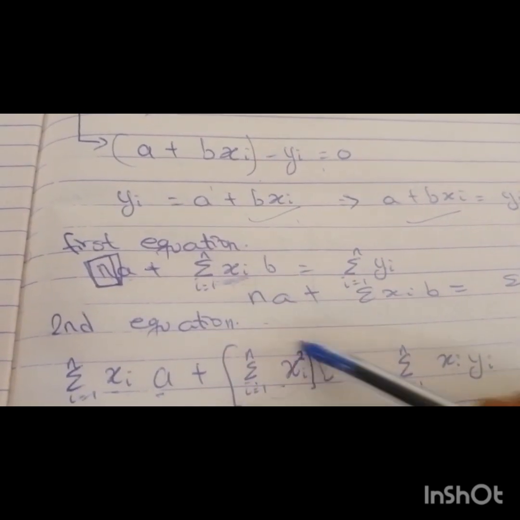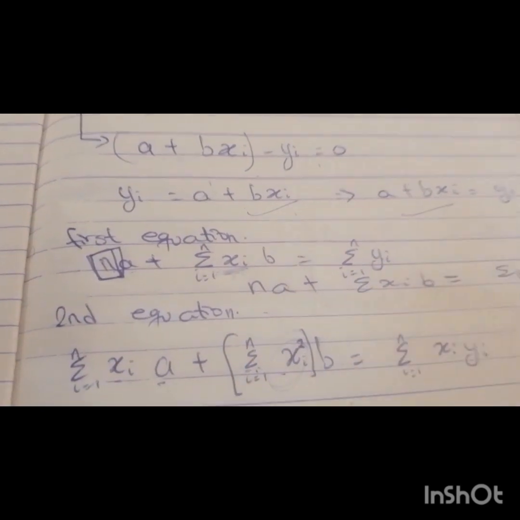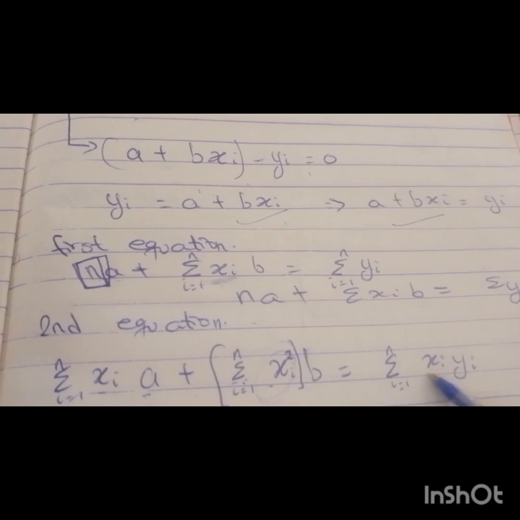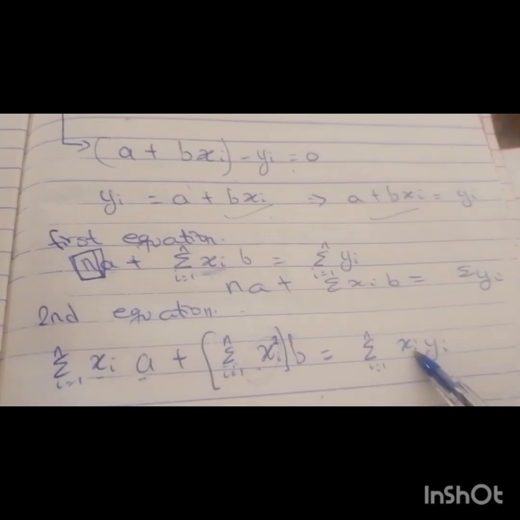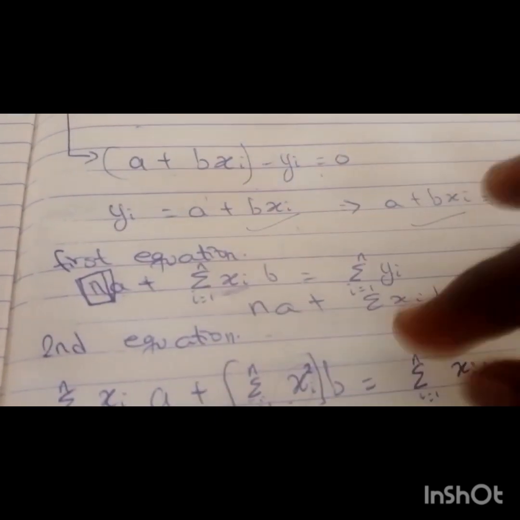So summation of xi times another xi, then you have summation of xi squared times b, all times the summation of xi yi. Okay, these might look a little scary, but let's make it simpler.